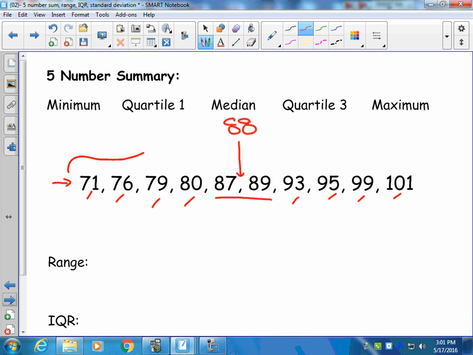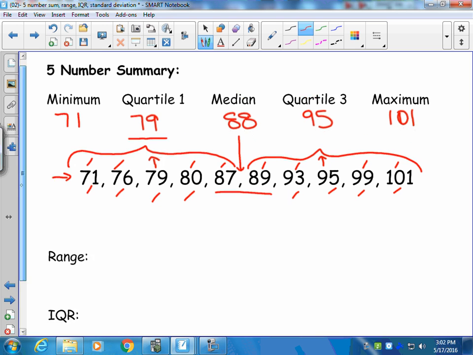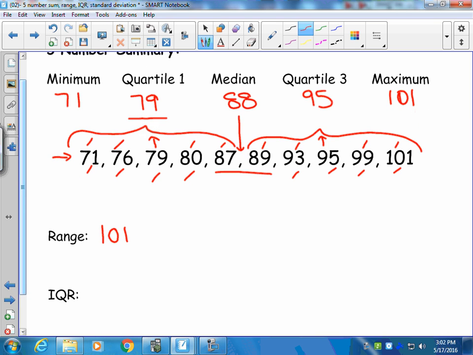Now, when I'm finding my quartiles, they are the median of all values below the median and all values above the median. Okay, and once again, we're just working our way in to find that central value, and that becomes our quartile value. Okay, so remember, you might have to find a 5-number summary by hand. Okay, and that's how we would do it. It's a little bit different depending on whether it is an even set of values or an odd set of values.